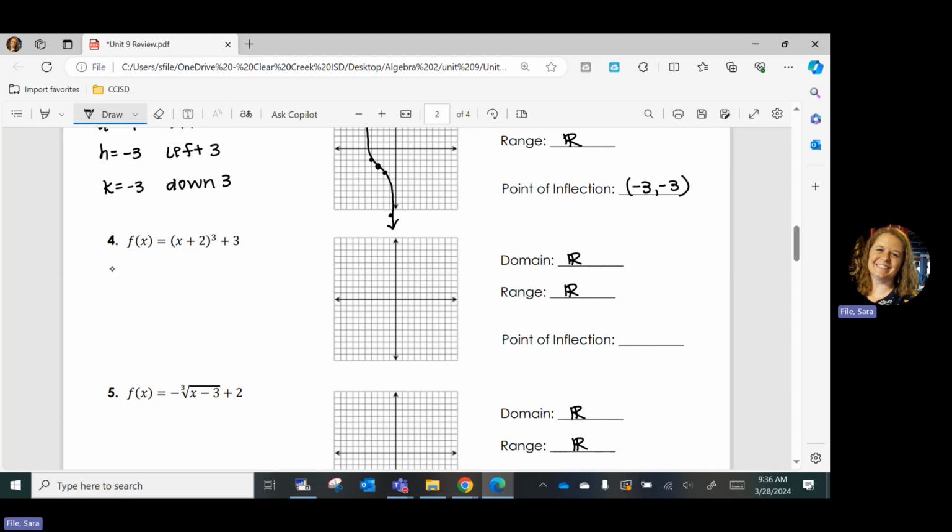All right, in 4, A is an understood 1 again, so no flip, no stretch, no compression. H is -2. And K is +3. So that is left 2, up 3. So my point of inflection is at -2, 3. And there's no stretch, compression, or reflection. So I'm just doing the normal movement from the parent function. So right 1 and up 1, right 2, up 8. It's going to be just off. Left 1, down 1, and left 2, down 8.